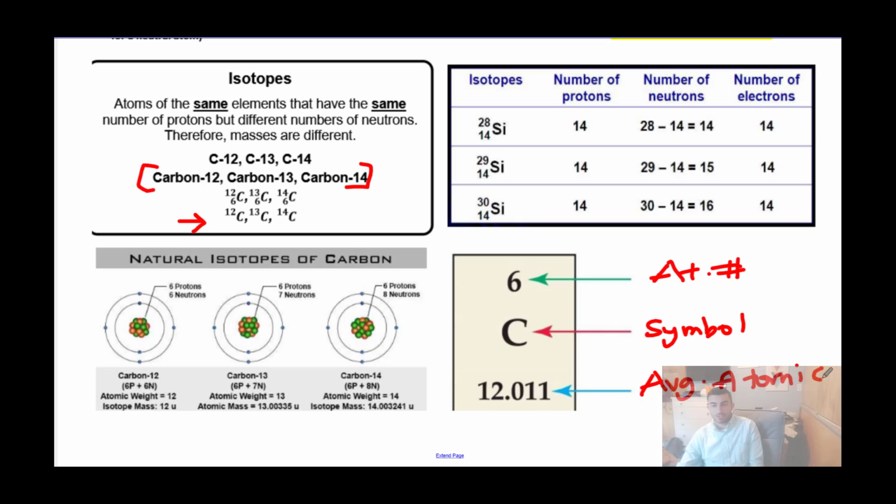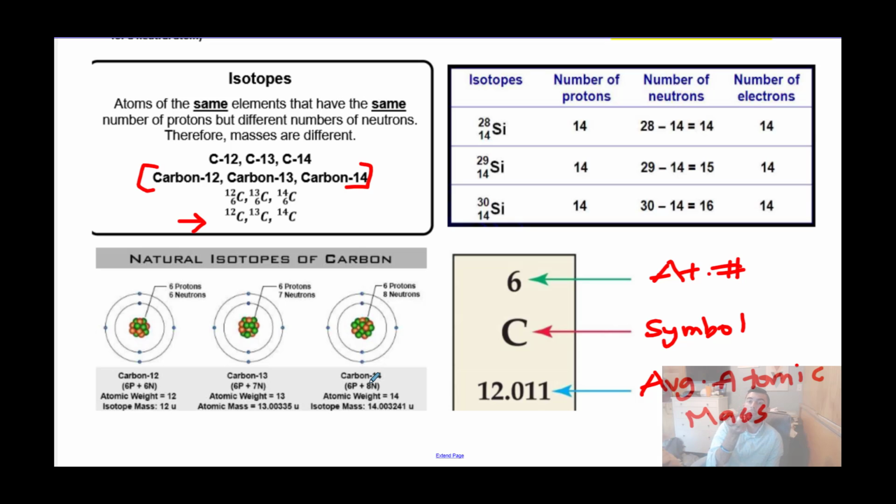Now the average atomic mass is a decimal because it's an average of the masses of the naturally occurring isotopes of a given element. So carbon, all the carbon that exists in the universe, comes in one of 3 types. Carbon with 6 neutrons, carbon with 7 neutrons, carbon with 8 neutrons. That's carbon 12, 13, and 14 respectively. So I cannot say that carbon has just one mass because it can actually be one of 3 different masses.